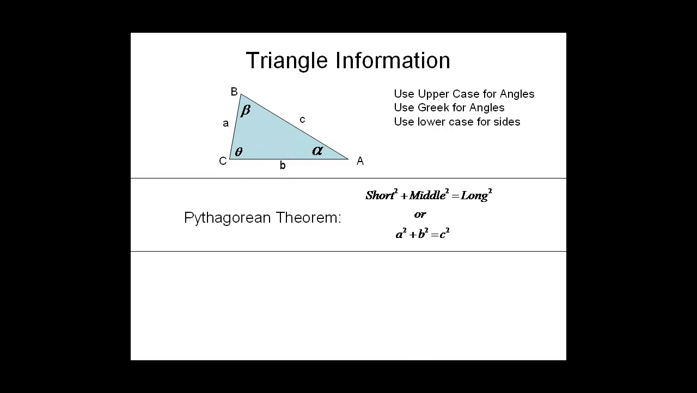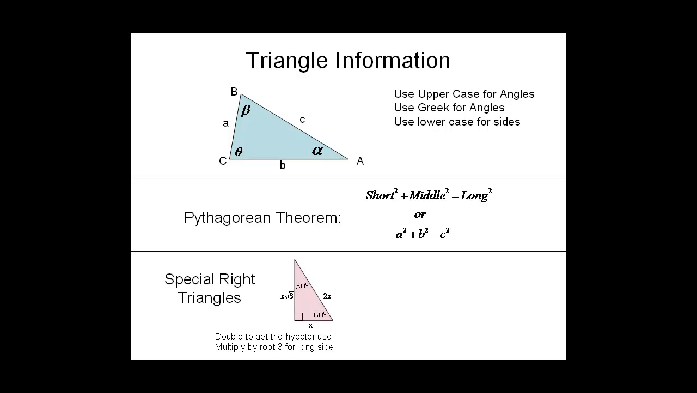Now, the Pythagorean theorem works anytime you have a right triangle. The short side squared plus the middle side squared equals the longest side squared, or using the letters, a squared plus b squared equals c squared, as long as c is the longest side. Now there are two special triangles we need to deal with. That's the 30-60 and the 45-45.